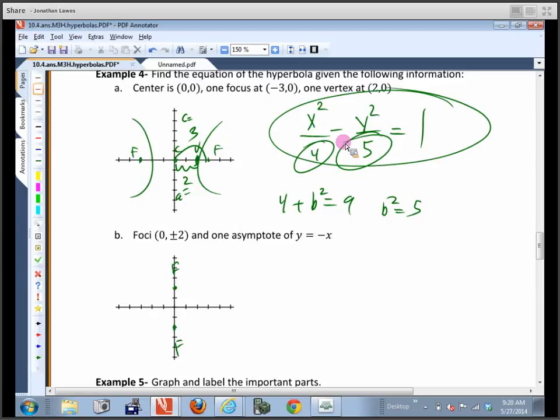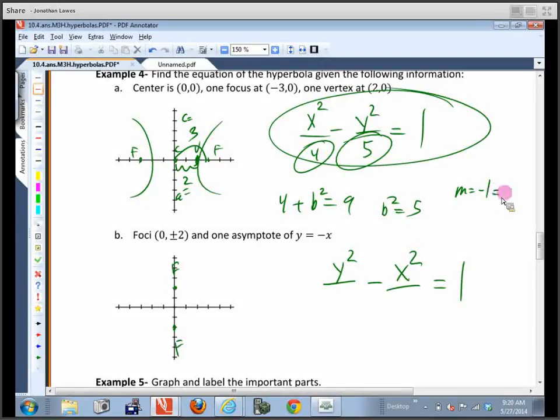Jordan, which one's positive, x or y? Y is, okay. And what's the center? 0, 0. So I've got a y squared first over something, and then an x squared over something equals 1. Got to be able to get there, okay? Now, the hard part about this right here is, what's the slope of this asymptote? Okay, so the slope is -1.